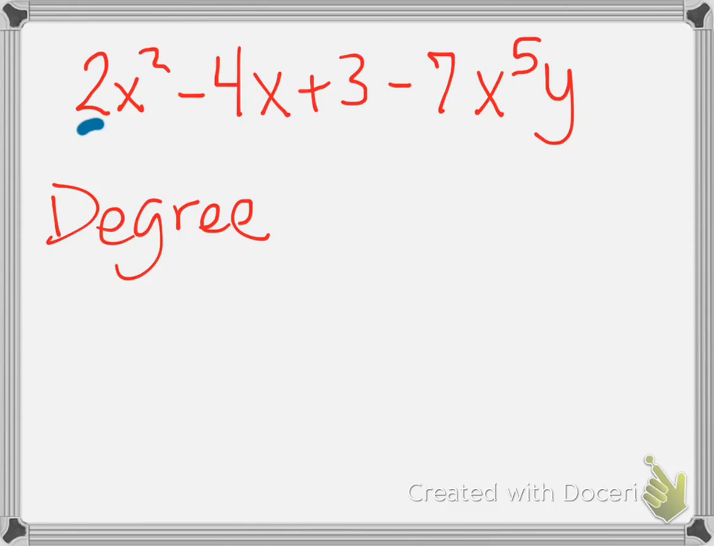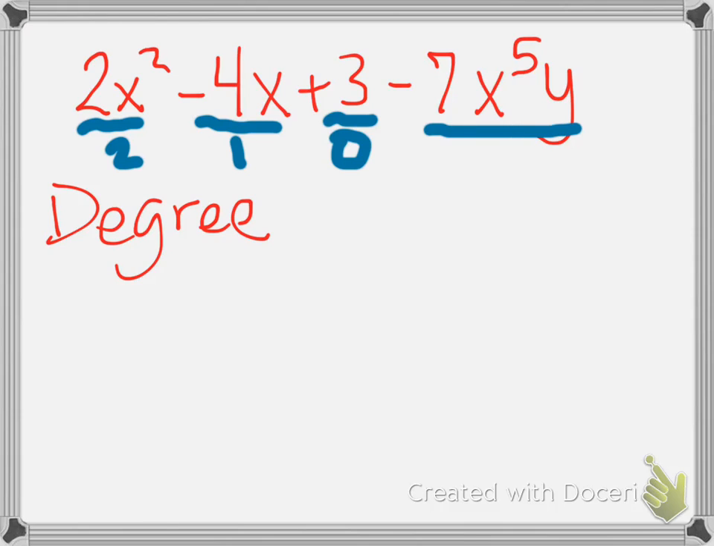The degree of this one is 2, because x squared. The degree of this one is 1. The degree of this one is 0. Remember, it's 0 if it's just a number. And the degree of this one is 6, because remember there's a 1 up here. So then the degree of the whole thing is 6. So the degree of the polynomial is 6. Identifying properties is the next section.